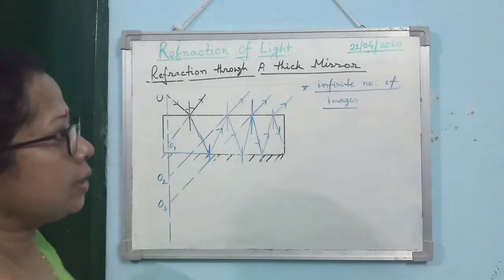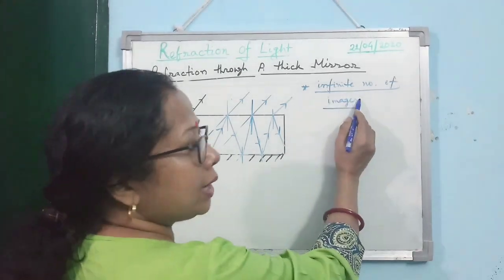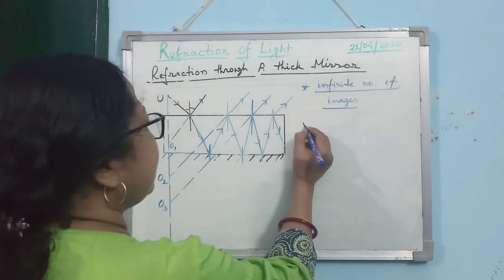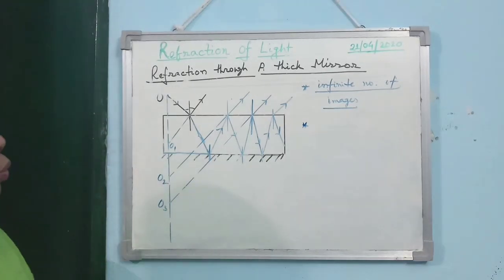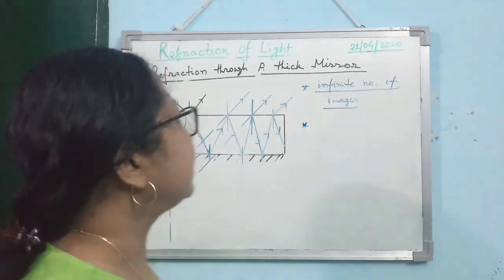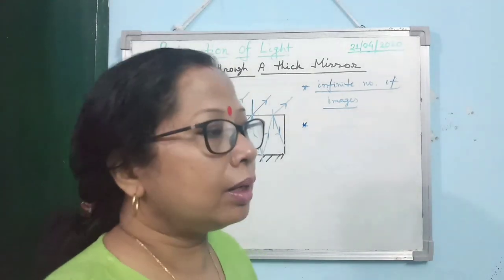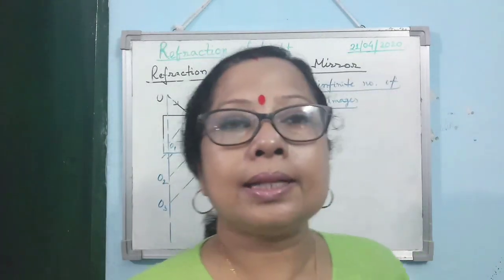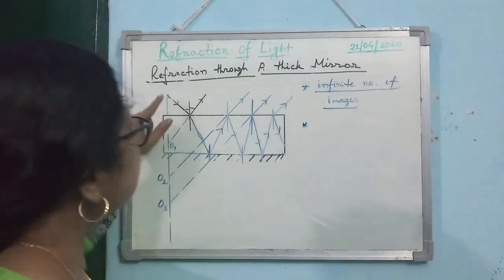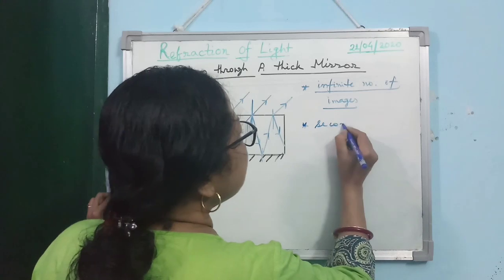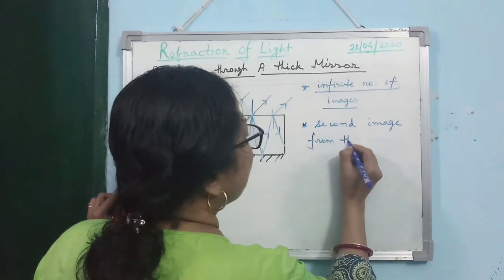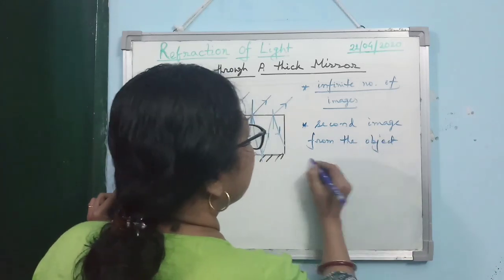And the second question is, how many images will be produced? How many images did I say? You can write an infinite number of images or several images will be produced. Then the next important part is which image out of all the images will be the brightest. Remember, this is a general observation, that when several images are produced, the first image is generally the brightest one. But in this case, the second image from the object will be the brightest.